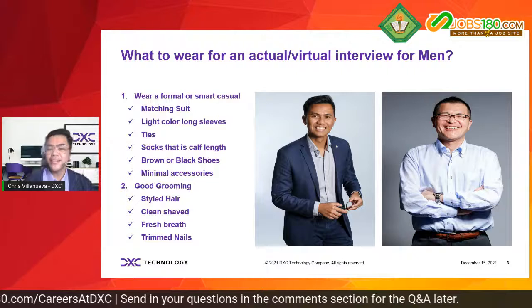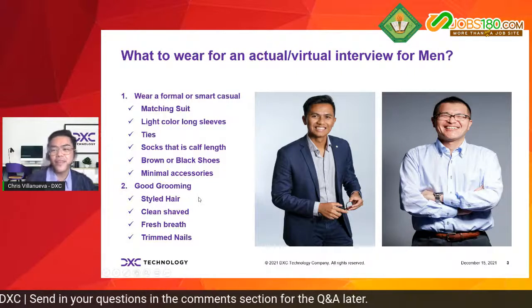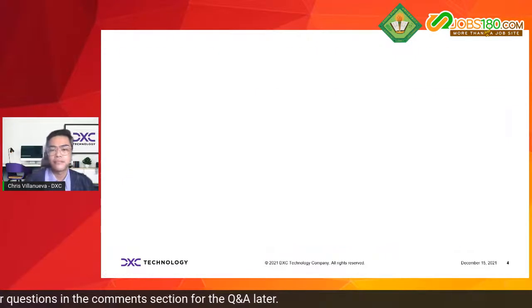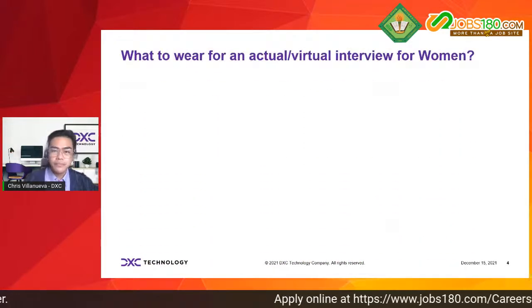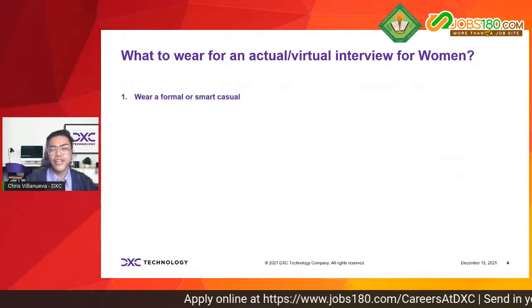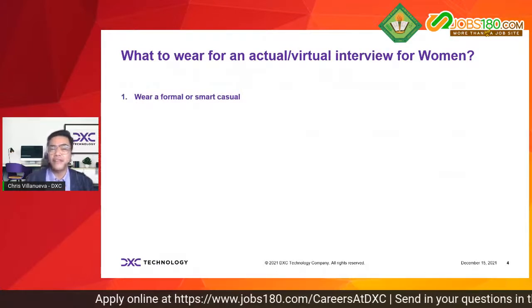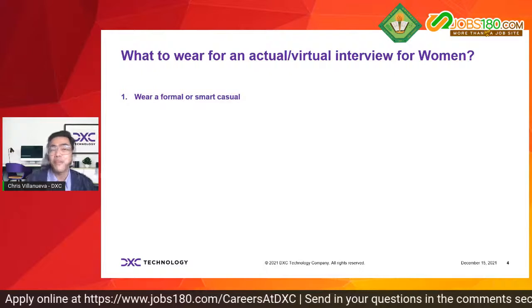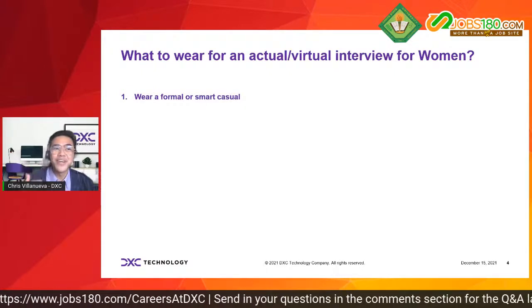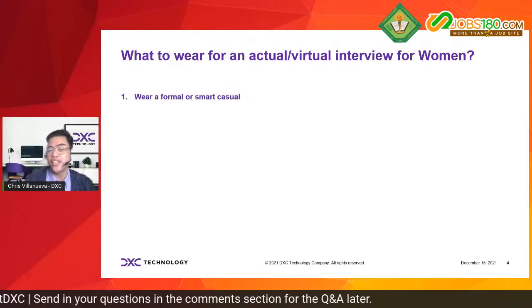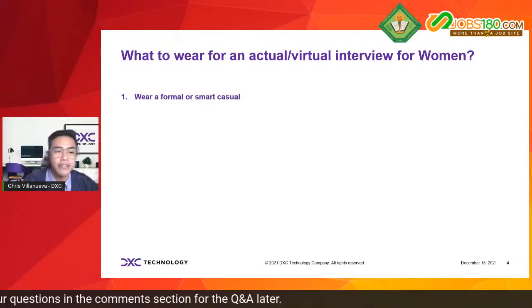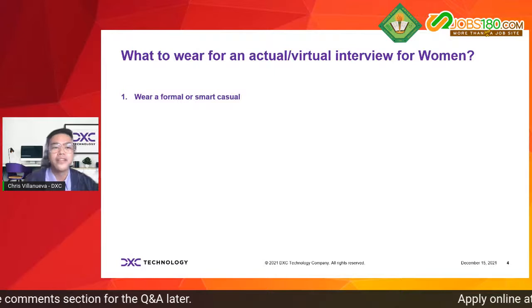All right, so enough with the men. Let's start with the women. For women, there is much flexibility because there are a lot of options that women can choose from in terms of presenting themselves in formal wear.